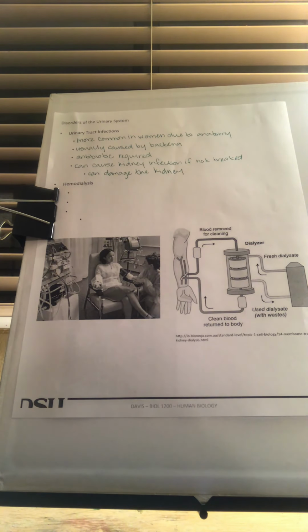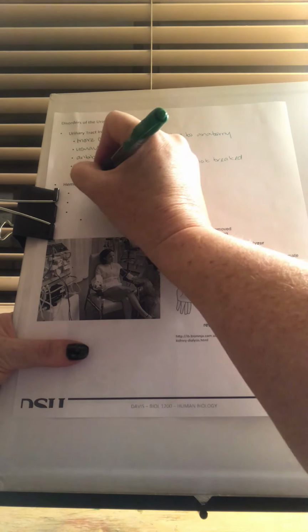And now we're going to look at hemodialysis. Hemodialysis is not a disorder of the urinary system, but it is a process used to treat a disorder of the urinary system. It's used to filter the blood for people that are in kidney failure.